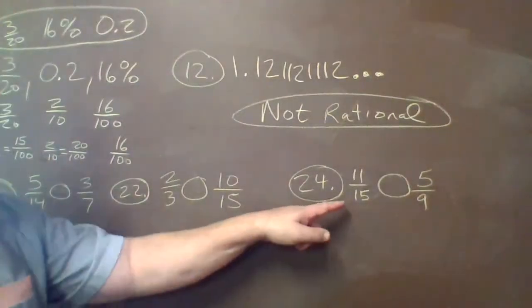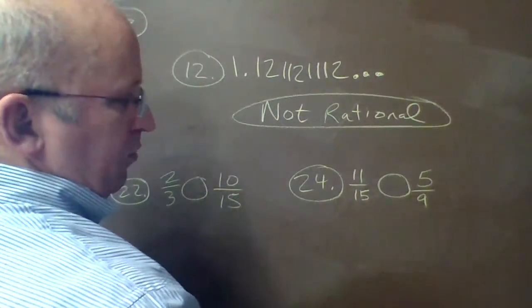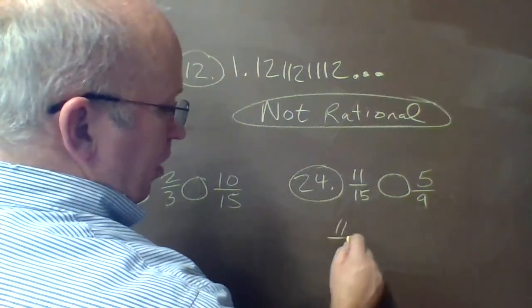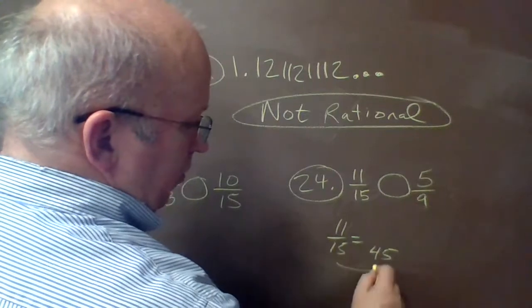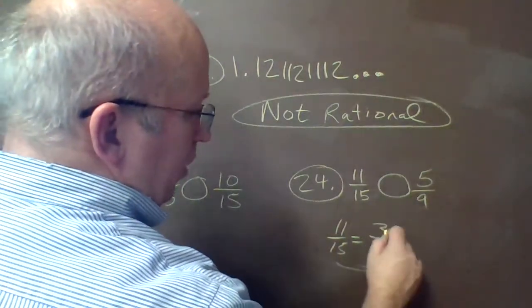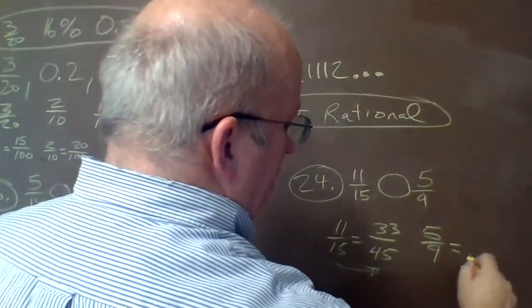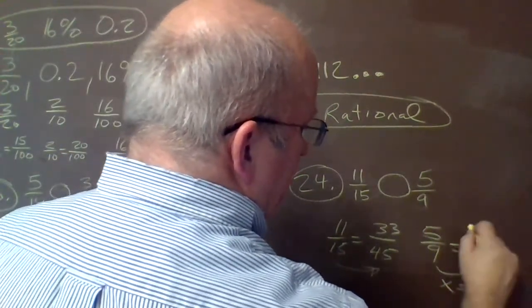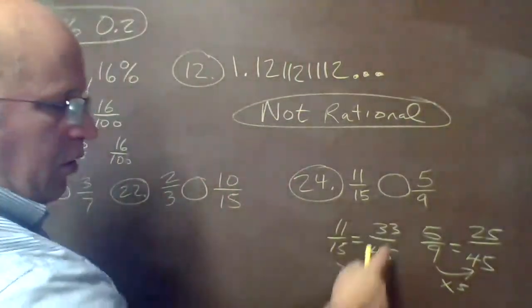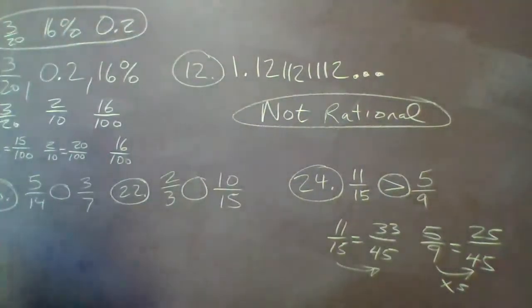Let's try this one right here. What would be the common multiple or denominator of 15 and 9? I think it would be 45. This is a times 3 pattern, so I get 33 on the top. And over here, this is a times 5 pattern, so I would get 25 here. 33 over 25. That sounds like a greater than symbol.